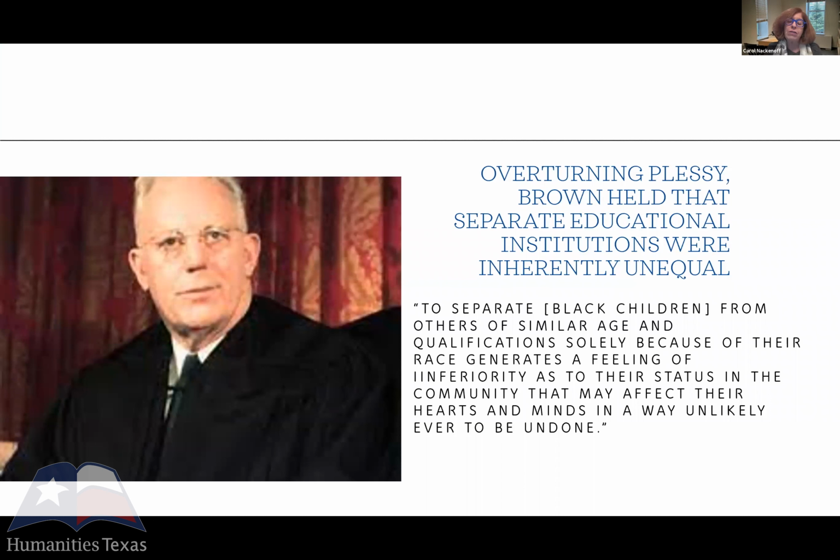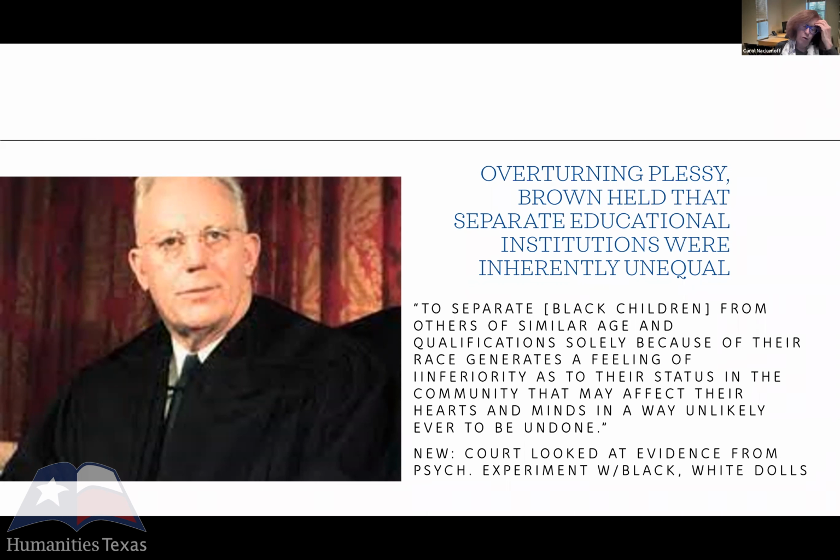So in overturning Plessy, Brown held that separate educational institutions were inherently unequal. I won't read the quote, except that you get this famous remark about affecting hearts and minds in a way unlikely ever to be undone. And the Brown decision was probably the first time that the court looked at evidence from psychological experiments. In that psychological experiment, Black and white children were given black and white dolls to play with, and even the Black children didn't want to play with the Black dolls. And this figured into the decision that they wrote.